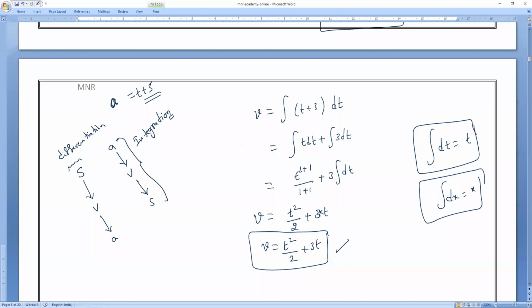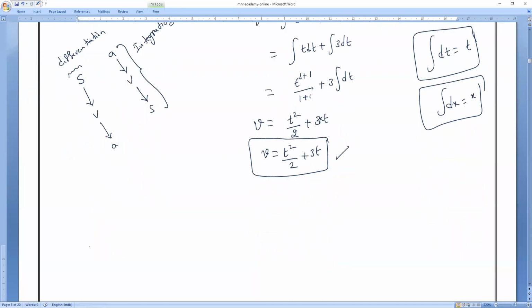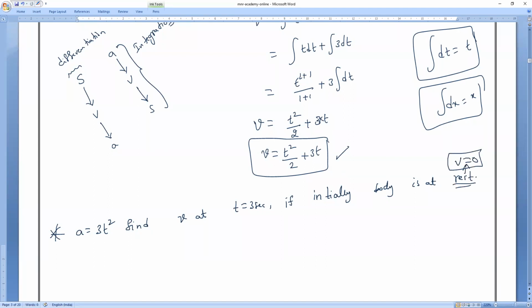Okay, guys. Next, first question. a is equals to 3t square. Find v at t is equals to 3 seconds if initially the body is at rest. Initially body at rest means what, guys? Initial time is 0, and the velocity is also 0. That is the assumption.